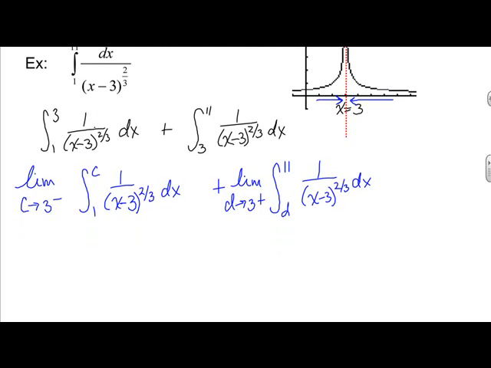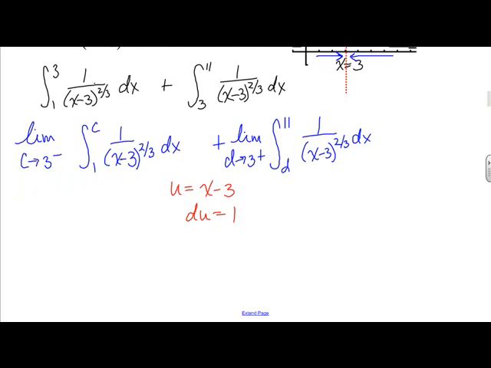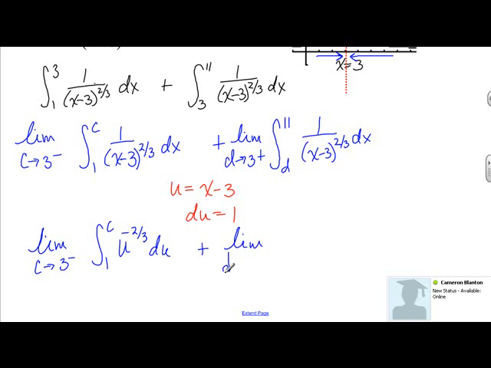As in the last problems, we're going to work with u substitution. Again, not changing the limits. So we're going to make sure that before we start plugging in our upper limit and lower limit, we rewrite any quantity that has c in it. We're going to replace the c with the x minus 3. So looking at what I've got to deal with, limit as c approaches 3 from the left of the integral from 1 to c of u to the negative 2/3 power du, plus a limit as d approaches 3 from the right side of the integral from d to 11 of u to the minus 2/3 power du.